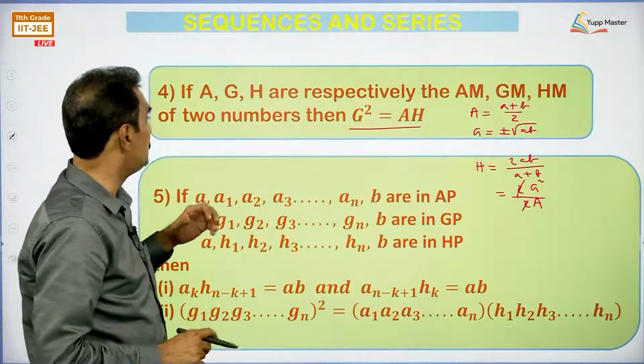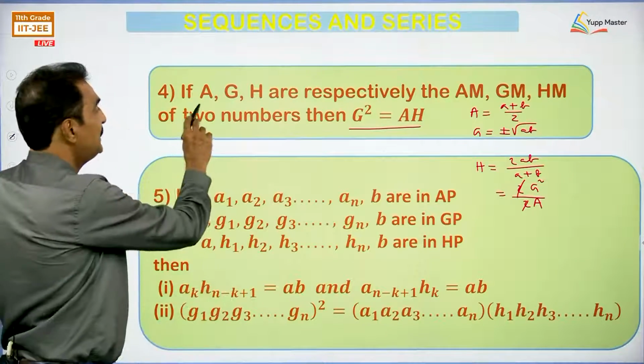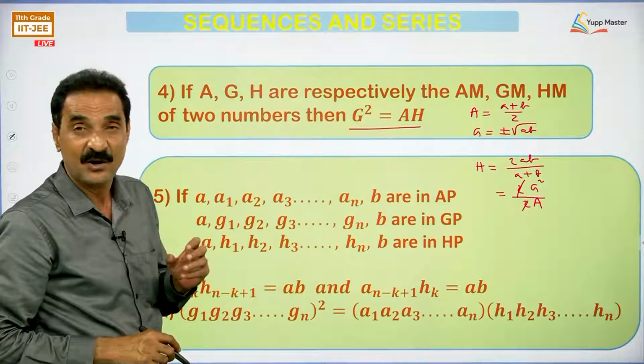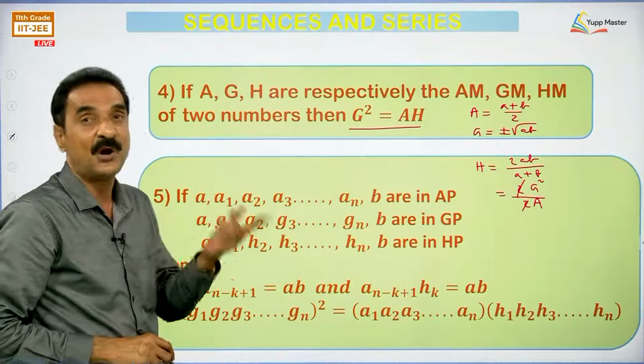Okay. Now, A, G, H will be in geometric progression. Arithmetic mean, geometric mean and harmonic mean of two numbers are in geometric progression.